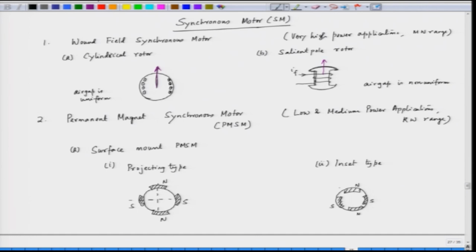So, broadly we have seen that we have two types of synchronous motors, wound field synchronous motors and permanent magnet synchronous motors. Wound field synchronous motors are applied for higher power applications in the megawatt range, and permanent magnet synchronous motors are used for low and medium power applications. We will be discussing the control of synchronous motor in the next lecture. So, we conclude for this lecture today and will continue with synchronous motors in the next lecture.